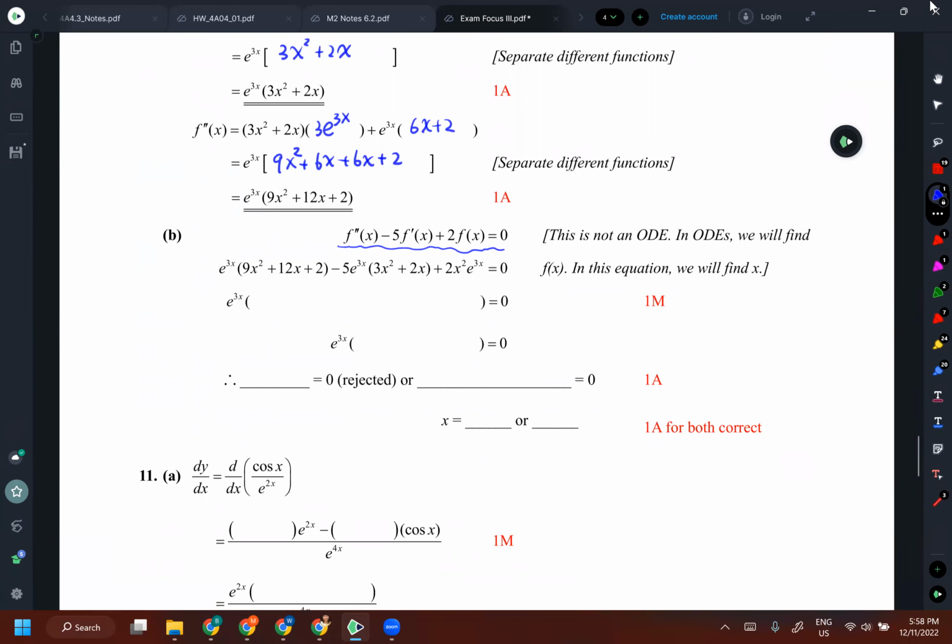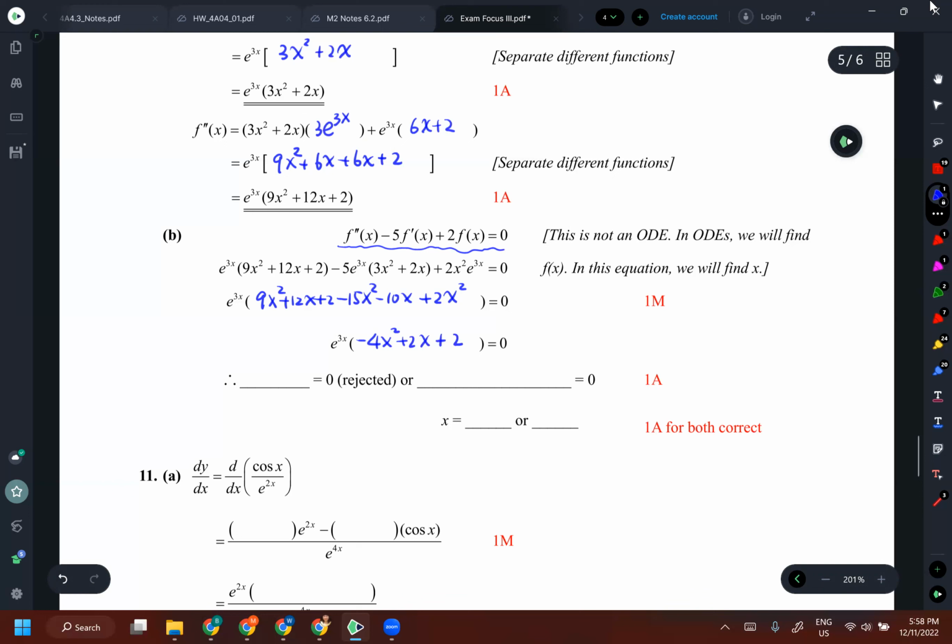You put the result inside and then you factorize. You take out and you have 9x squared plus 12x plus 2 minus 15x squared minus 10x plus 2x squared, right? And then you will have -4x squared plus 2x plus 2 equals 0. And then it's an equation.